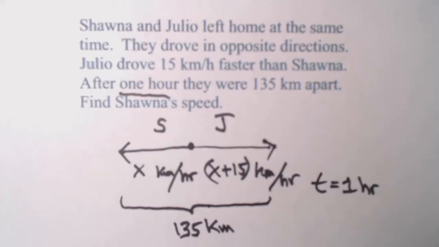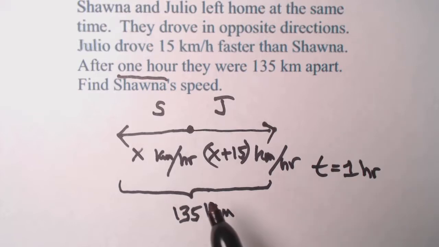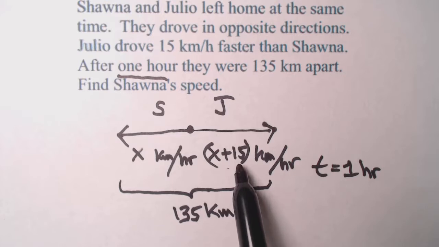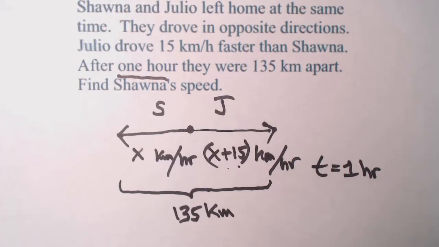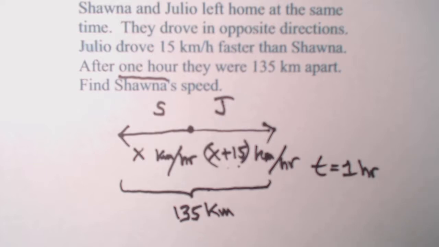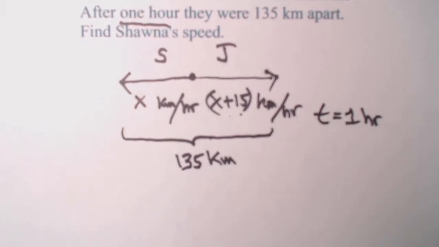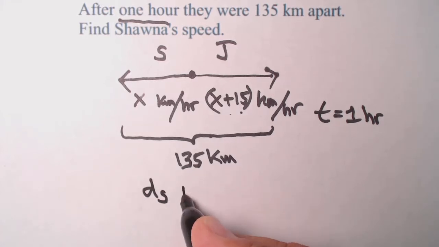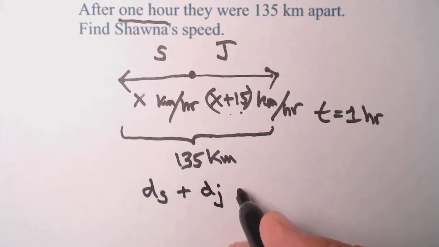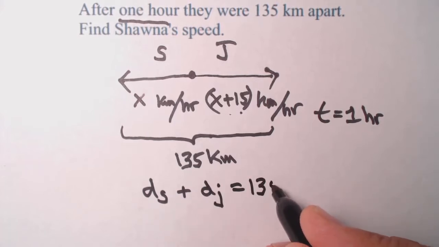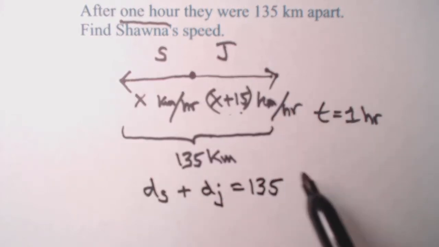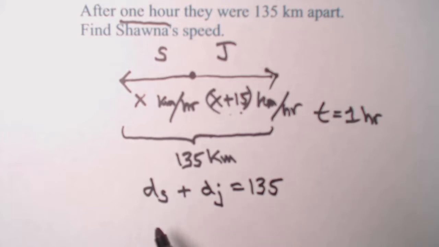Okay, well now, let's take a look at what we can do with this. The speeds, we know some information about X and X plus 15. The individual distances, the only thing we know is the total. And so this is the place to start this one. I can say the distance that Shauna goes plus the distance that Julio goes equals 135 kilometers. Remember the total distance, 135.